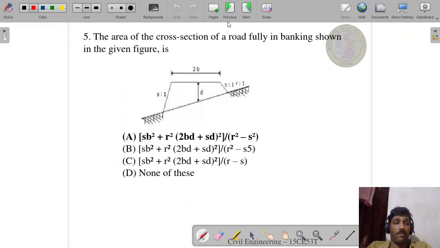Next, question number 5. Area of the cross section of a road fully in banking as shown in figure. Side slope S to 1, then radial slope R to 1. The radial slope is the ground slope. Now depth is D, average depth. Breadth is 2B here. What is the formula we have to use? Option A, option B, option C, option D. Which is the correct answer? Option A is the correct answer.